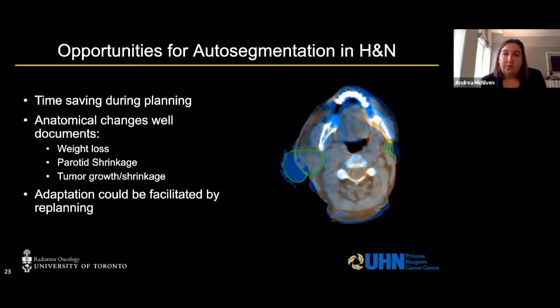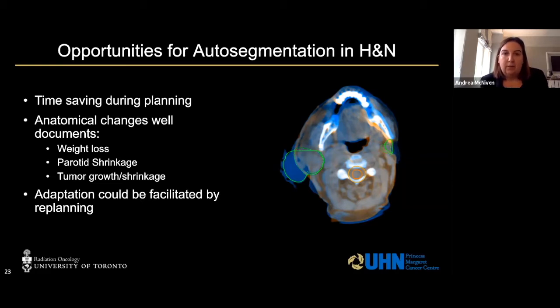replanning. But to replan and generate new plans, we again need to generate all of those contours that really reflect the current patient anatomy. And that's another opportunity where accurate auto segmentation, which can be a challenge historically, would really help facilitate our process and allow for quick rechanging of the plan.